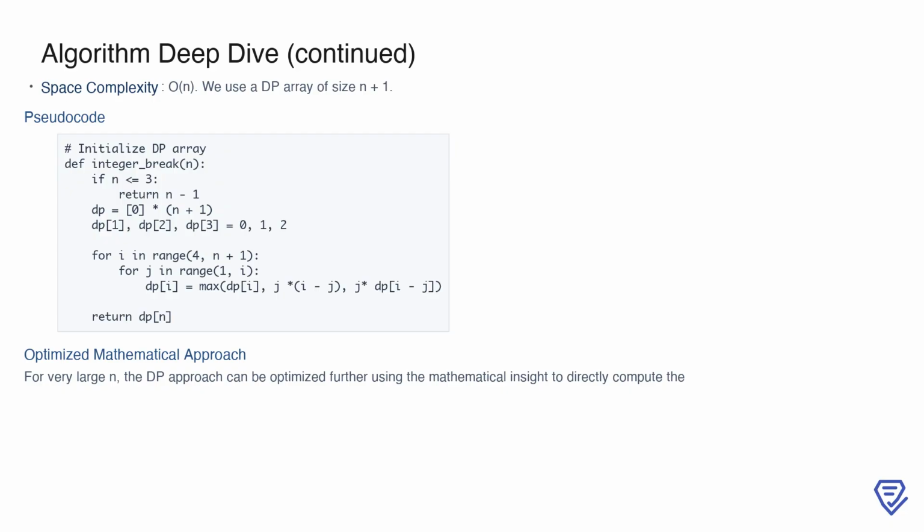Let's look at the pseudocode. We define a function integer_break. If n is less than or equal to 3, we return n minus 1 directly.